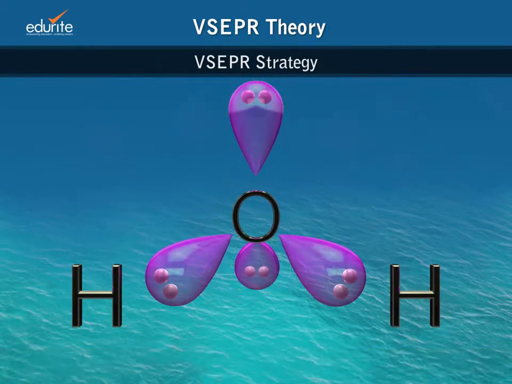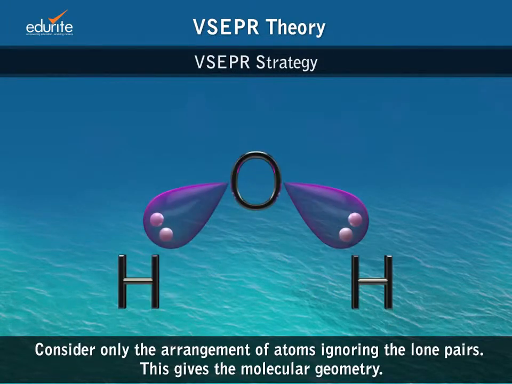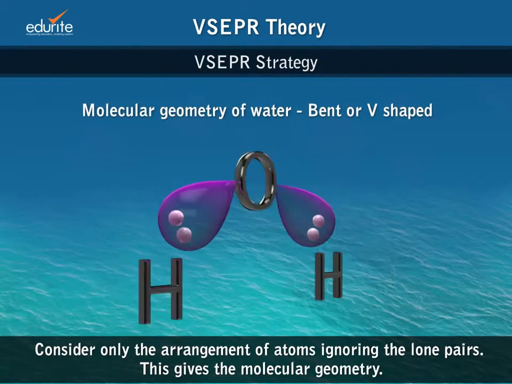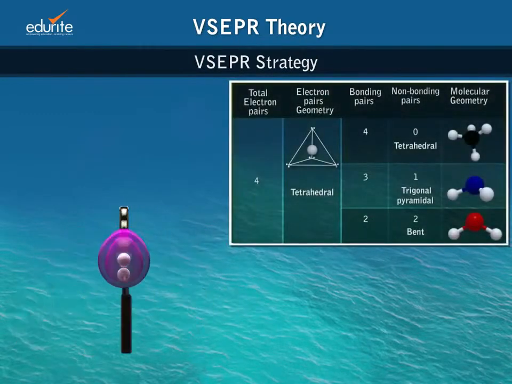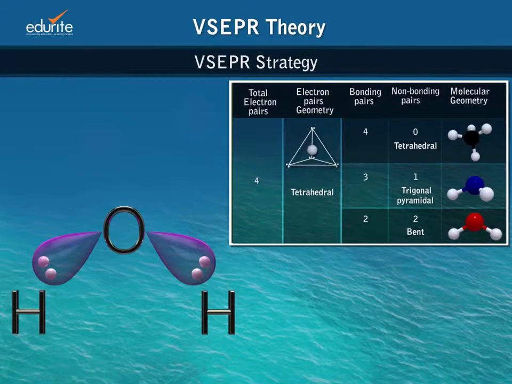Next, determine the molecular geometry. To do this, only the atoms need to be considered. So, ignore the lone pairs and look only at the arrangement of the atoms. We observe that the atoms are arranged in a bent or V shape. Alternatively, once the numbers of bonded and lone pairs have been determined from the Lewis structure, the shape is identified using the VSEPR molecular geometry table.